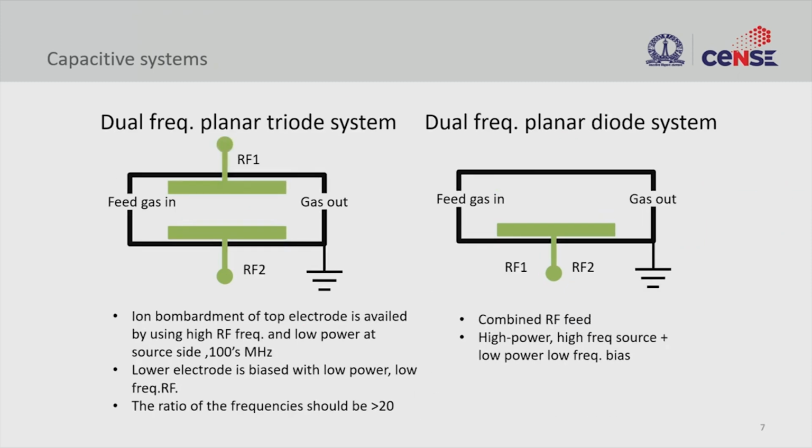And then instead of using the same frequency, people thought, why don't we adopt a two frequency system, right? This is a dual frequency triode system, right? So here the ion bombardment that we saw for the top electrode, right, is avoided by using a higher frequency, right, and lower power, so that you can reduce the ions that are bombarding the surface, and this is how you could protect the surface from sputtering, right?